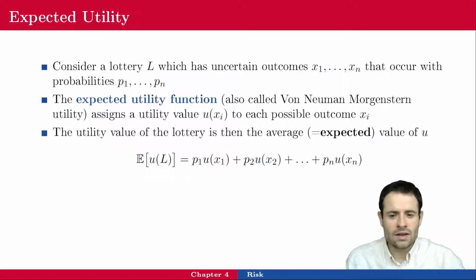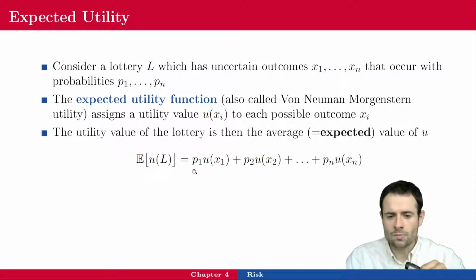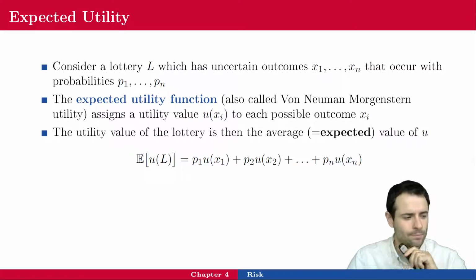Note that if the lottery was uncertain, then we would not be able to do this because we would not know what P1, P2, and so on would be. With risk, we know what they are. You know the exact probability of making each gain, and you can compute your expected utility accordingly.